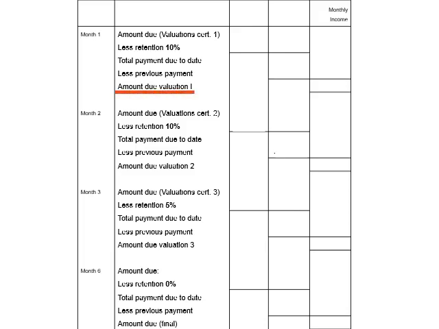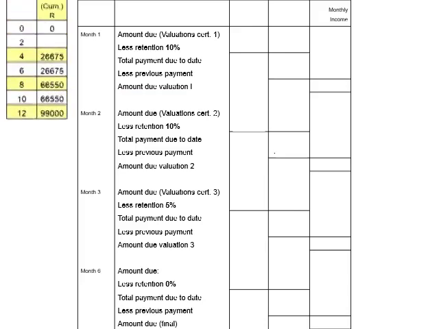Amount due valuation X. This is the non-cumulated single amount in progress payments to be made to the contractor. If you add up all these amounts at the end of the contract, they should be equal to the total cumulated value of the project. Now, let us continue with the calculation for month 1.